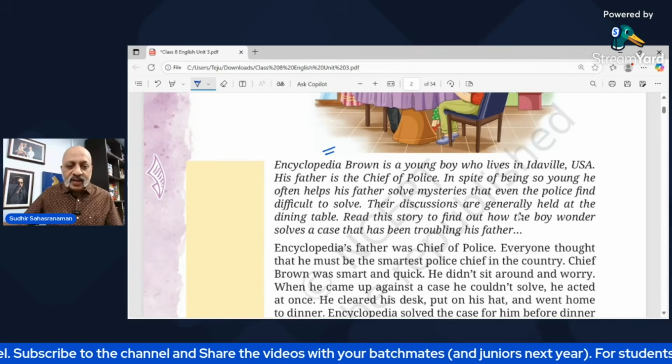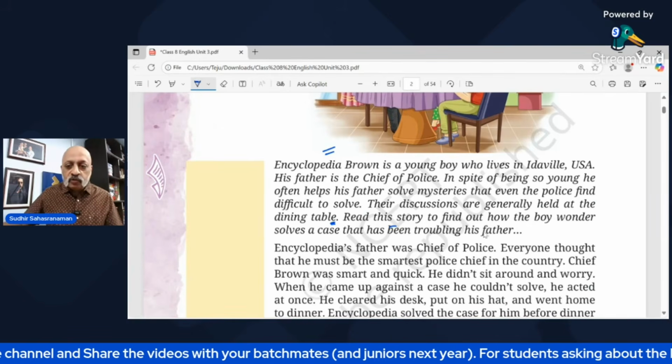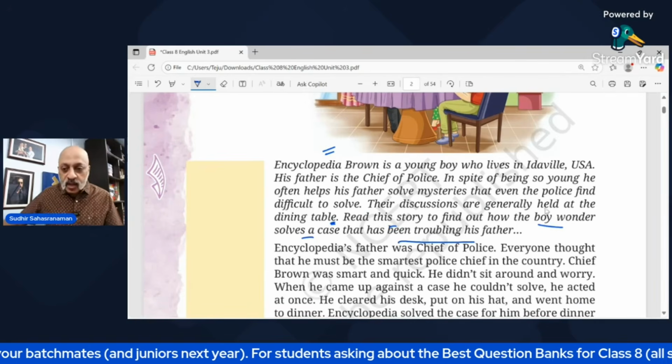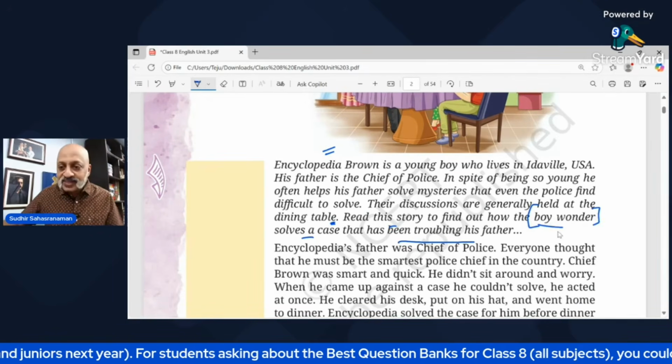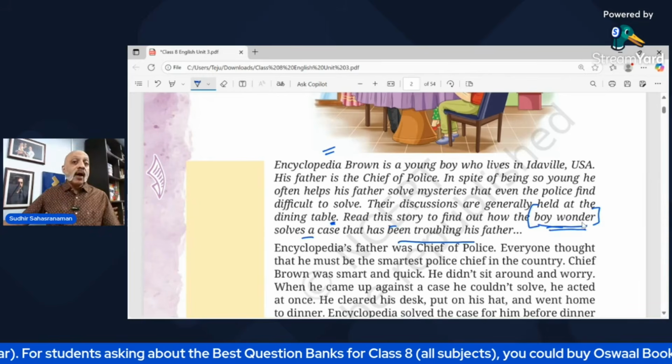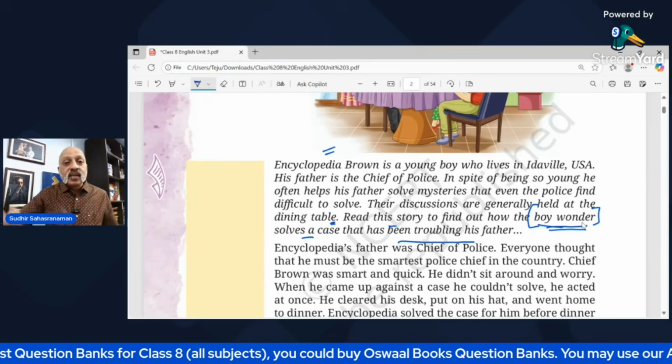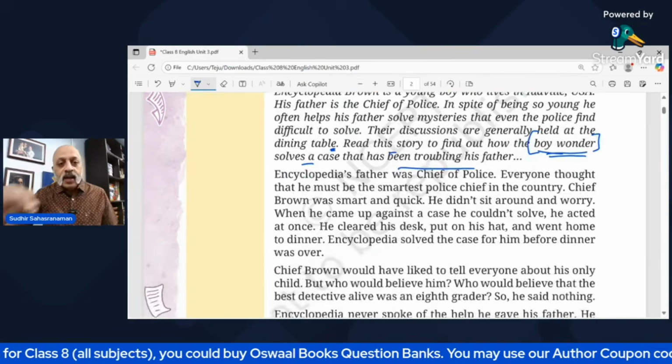Their discussions are generally held at the dining table. Read the story to find out how the boy wonder solves a case that has been troubling his father. Now, this boy wonder is a phrase that you can definitely use in your answers. Okay, so because he's really a boy wonder because he's able to solve the cases.